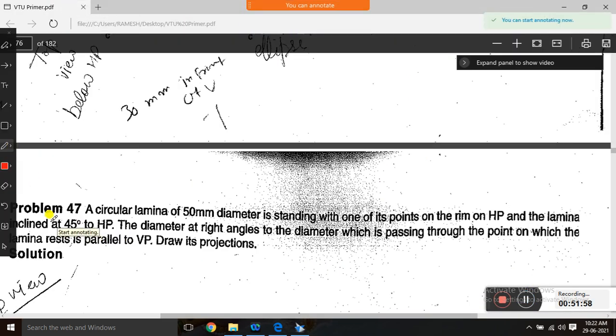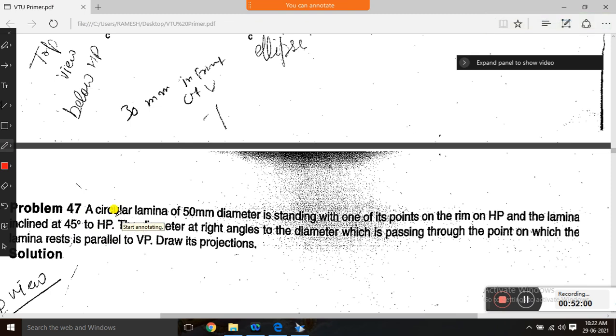So next 47th problem, a circular lamina, same circular lamina of 50 mm diameter standing with one of its points, means any one point. So 8 equal points, on that any one point you can take. Okay, so point on the rim of HP. Rim means the circumference, and it is on HP, so you have to draw the top view first. And the lamina is inclined 45 degree to HP. Second position is HP inclination of 45 degree.